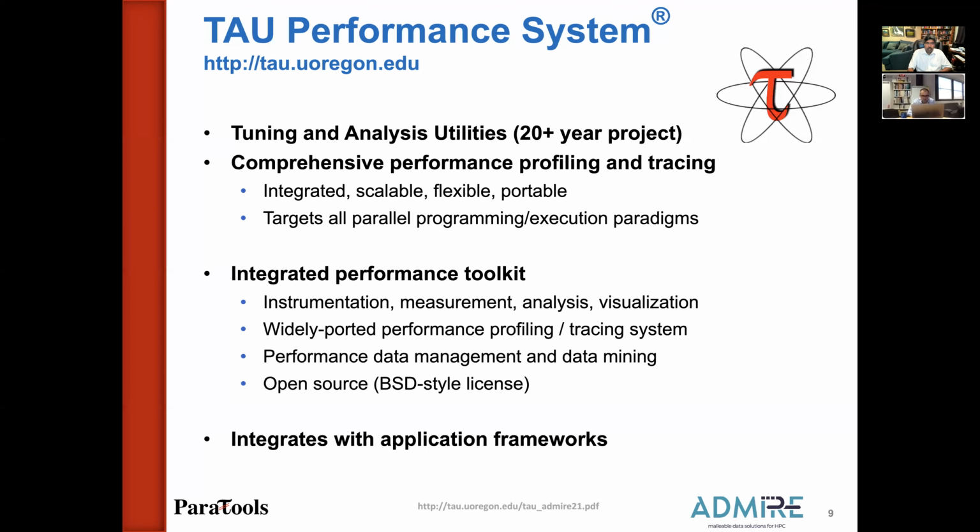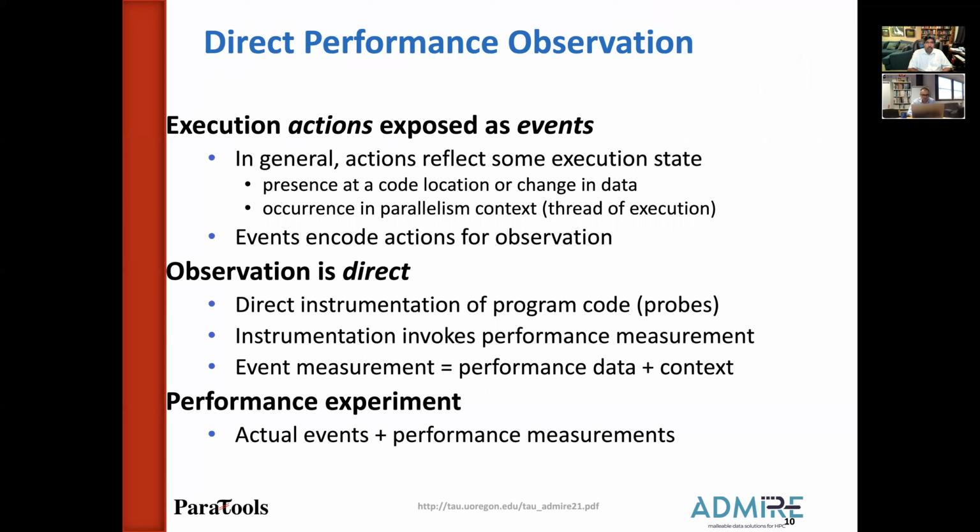in our profile browser. There are two methods of looking at the performance. There's the direct performance observation methods, where we look at actions in the program. They are exposed as events. And these actions could be sending off a message. It could be a change in the execution state, like entry or exit into a loop or a function. And then we encode these actions for observation.